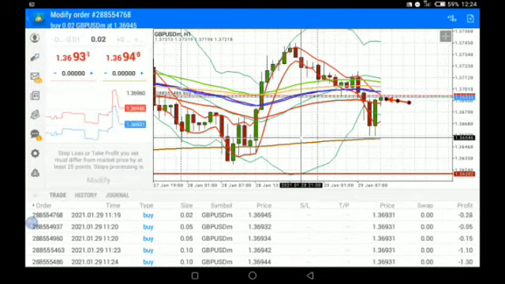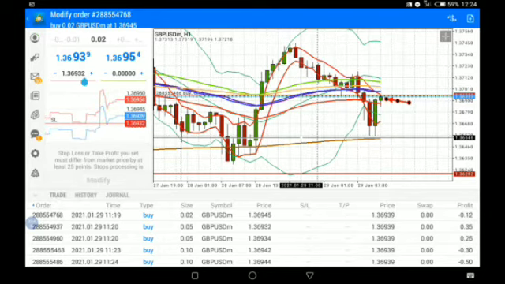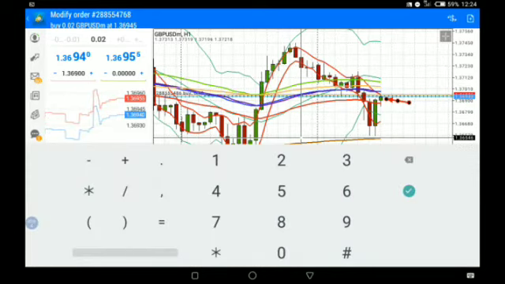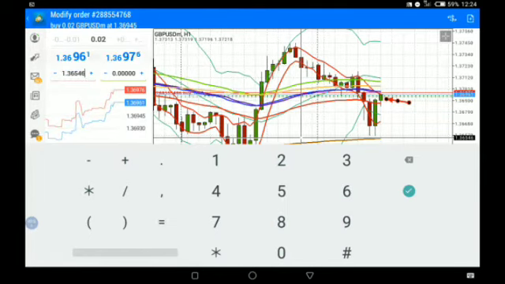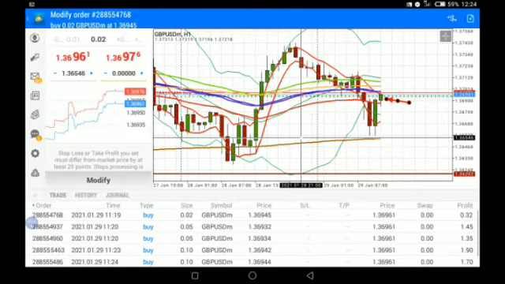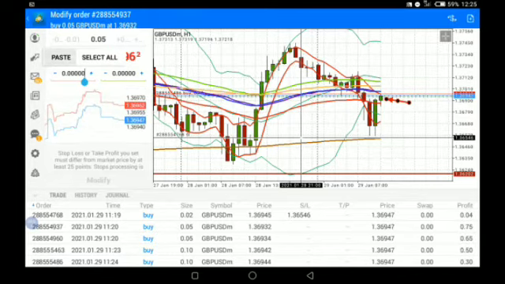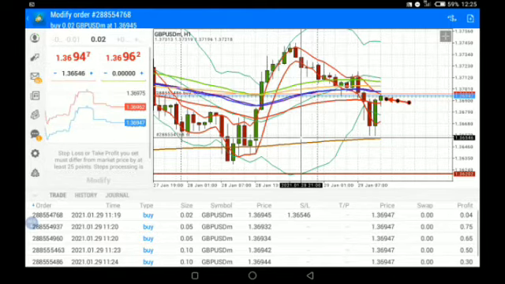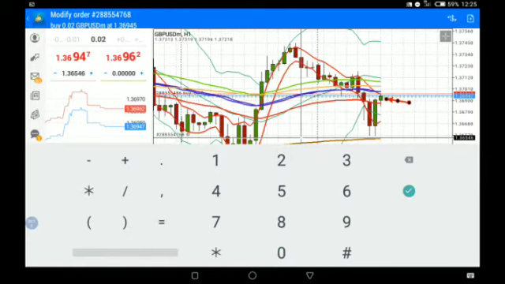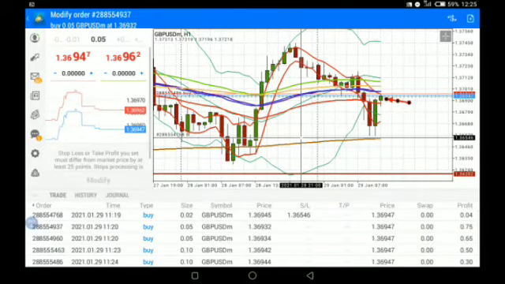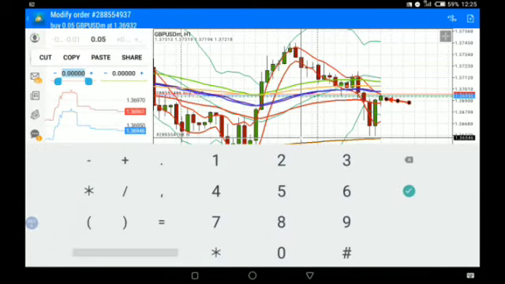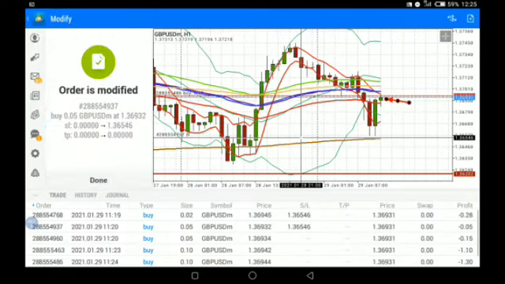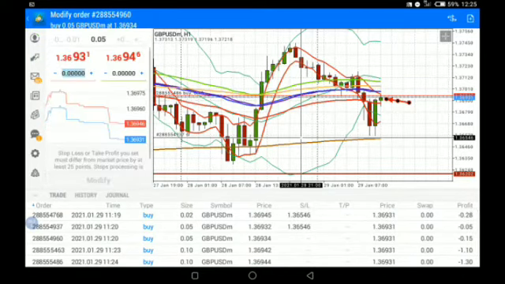The stop losses are 0.3546. That is the stop loss on them. So I'm just placing the stop loss, copying and pasting it across the entries.